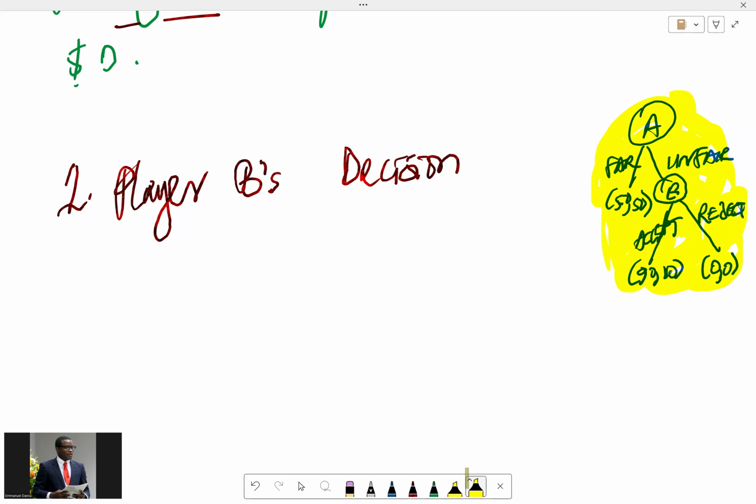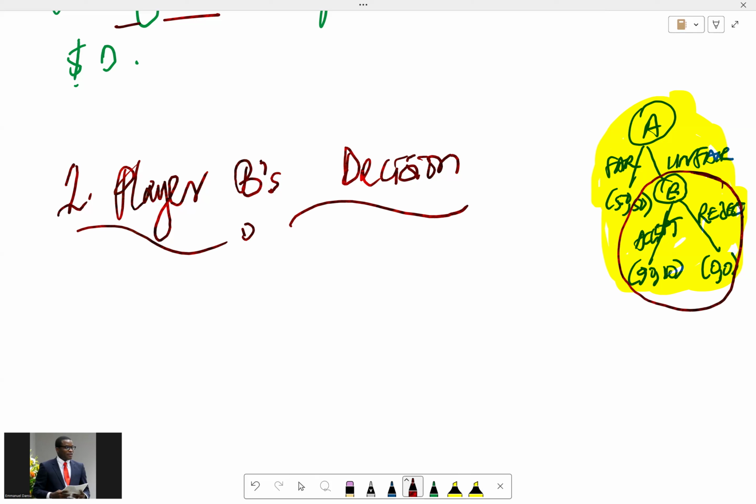So normally this is what the game tree should look like, right? Now, for backward induction, we can talk about player B's decision. We can already start from the end, right? This is the part where we have player B. If player B is confronted with the choice of accepting, player B goes home with $10 and player A goes home with $90. But if player B rejects, nobody goes home with anything. Everybody gets nothing, right?